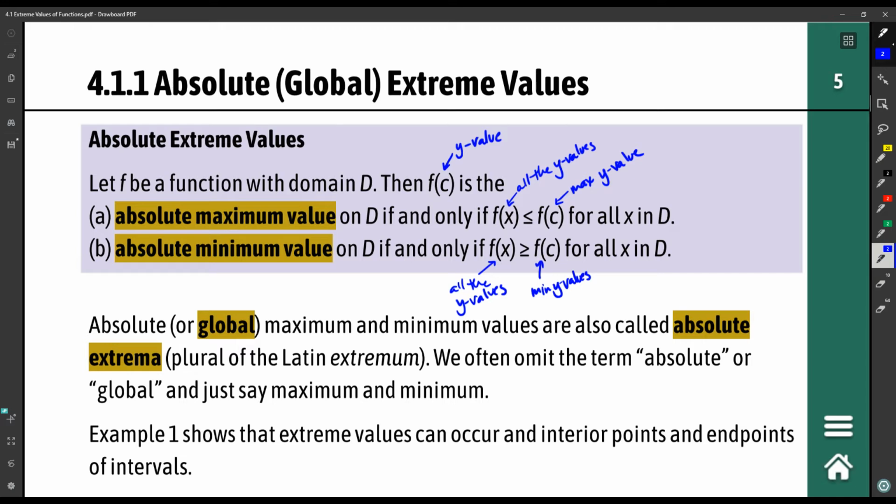So a little further down, absolute maximums and minimums are also called global maximums and minimums, and they're also called absolute extrema. We use extrema because it's the plural of the Latin word extremum. And a lot of times you're going to see that we omit the word absolute or global and just say the maximum or the minimum value. When you see the word the in front of maximum or minimum, usually we're talking about absolute or global maximums and minimums. And we're going to see in example 1 that extreme values can occur at interior points and endpoints of intervals.